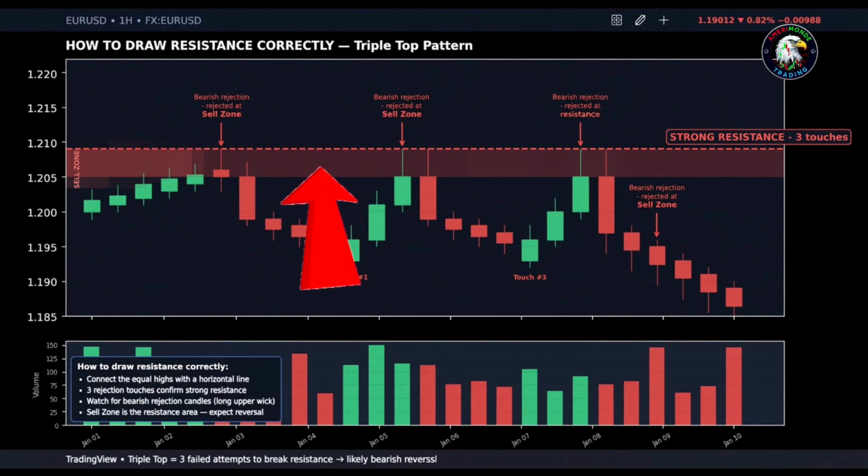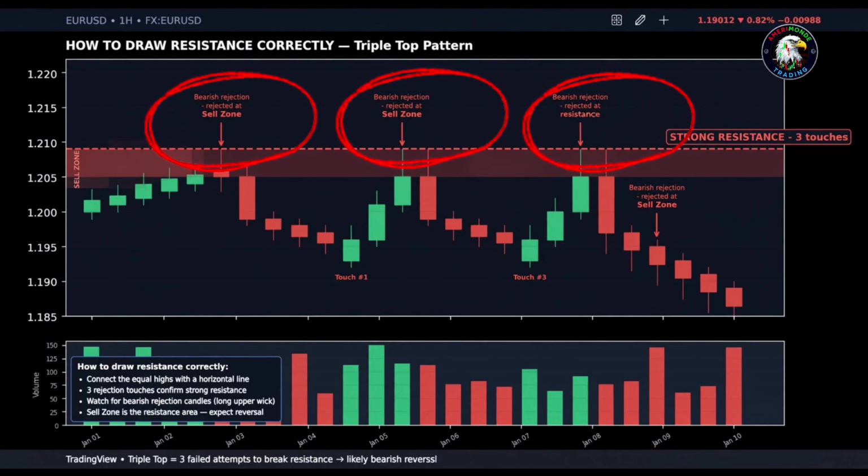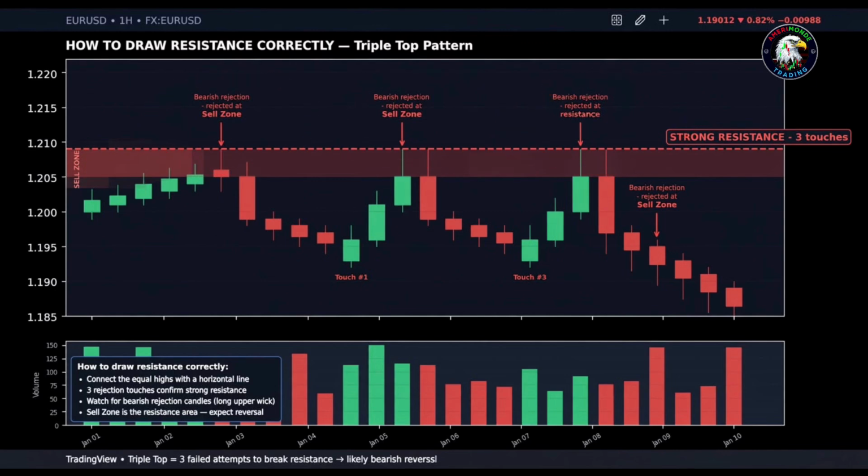Now resistance, exact opposite of support. To draw resistance, you need to connect swing highs. Here we have the first high at 52,200. Price hits and gets rejected with a long wick and falls. Second time, price comes back to the same 52,200, rejects again and falls. Third time, same price, rejects again. This is called a triple top, very strong resistance.